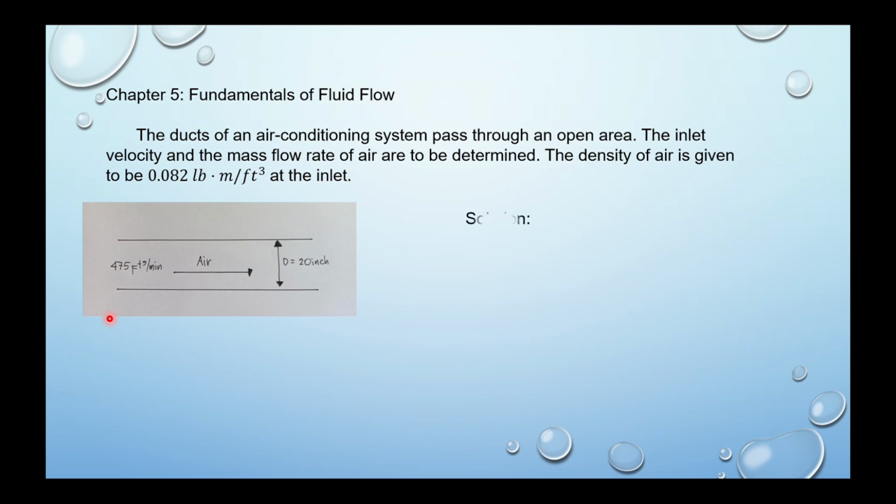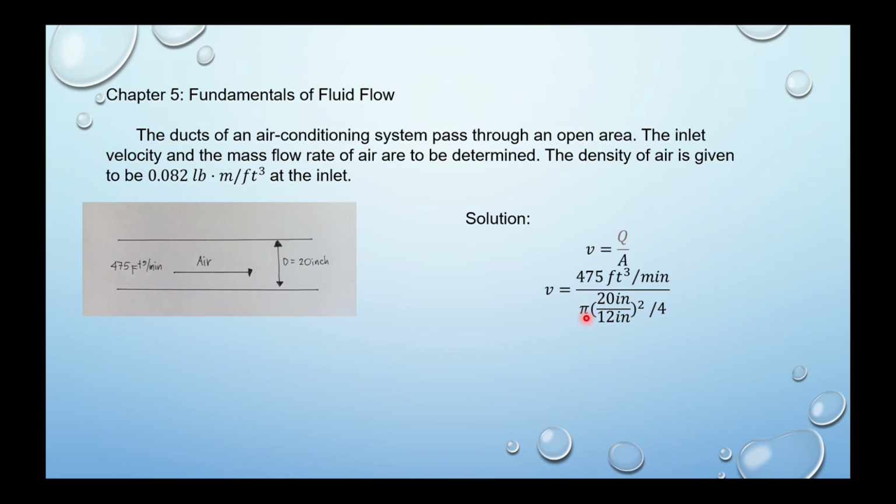So the solution. To find the velocity, we need this equation. Velocity is equal to volume flow rate over the area. So velocity is equal to 475 cubic feet per minute over. The formula to find the area is equal to pi d squared over 4.